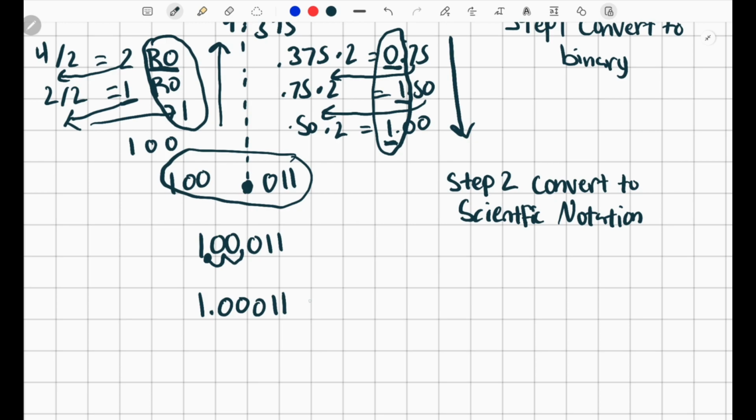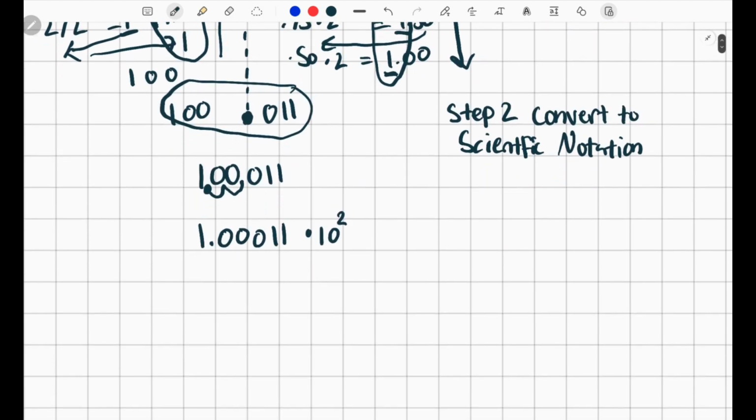Now we convert it to actual scientific notation. We multiply it by 10 to whatever power we moved the decimal point. In this case, we moved the decimal point over 2. So this is our scientific notation representation. Keep in mind this number equals this number. They're the same thing. So that's step 2.